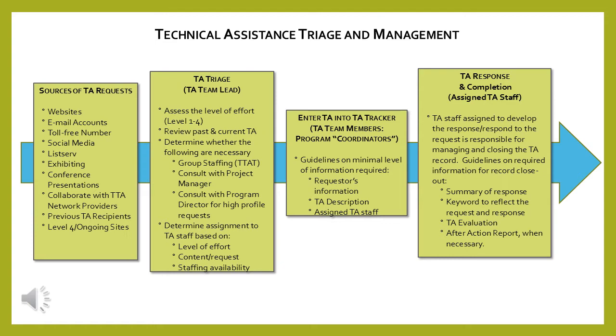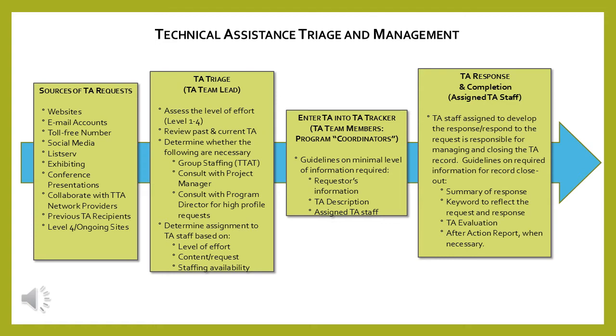At the next level, then, we decide on TA triage. At that point, we decide again what level, and then we do a comprehensive review of past and current TA to look at what has already been done in that area and what is currently being worked on. At that point, we determine whether or not this TA request needs to go into a larger group in which supervision staff needs to get involved. And then again, we determine who to assign the TA to. This is all done manually through many meetings throughout the day.